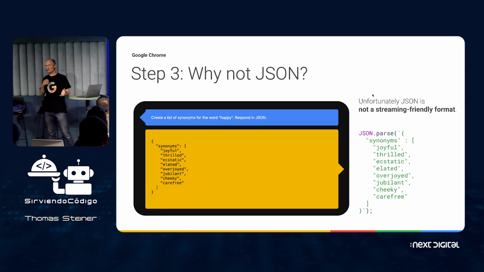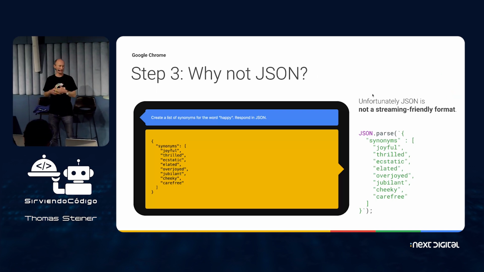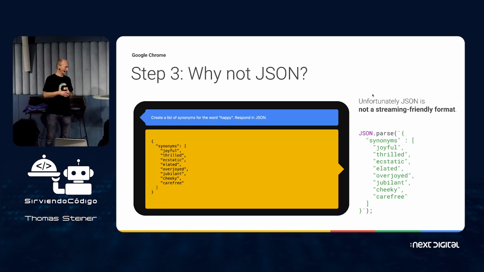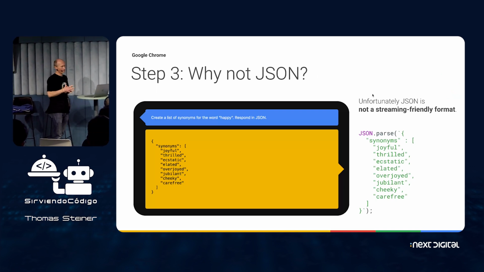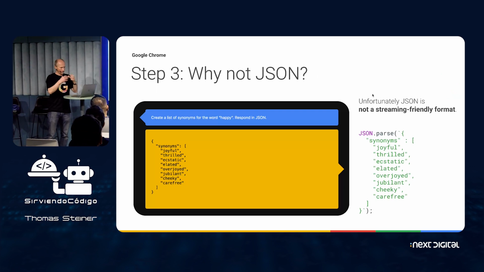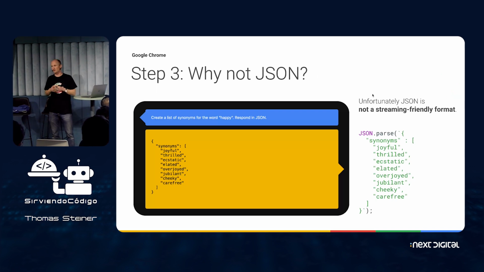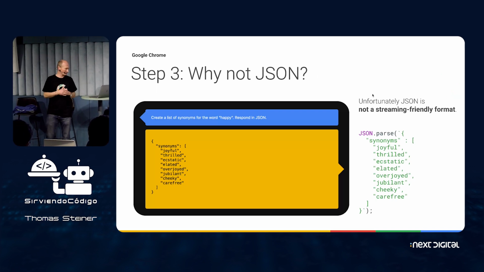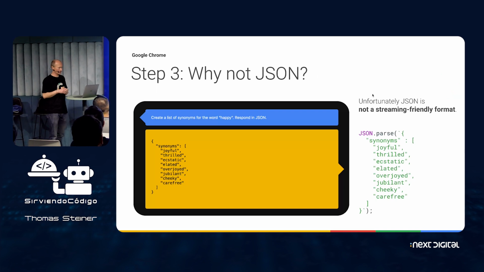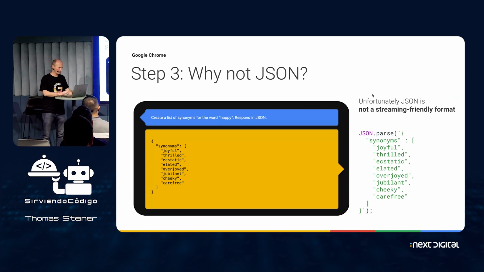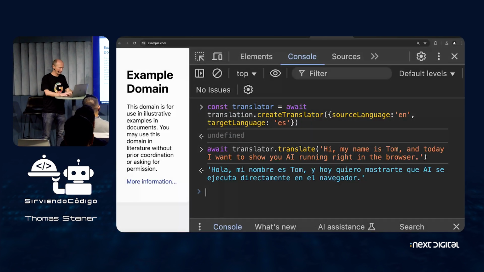All right. Some of you might be wondering, well, why does he not just ask for JSON? Well, the reason is JSON is not a streaming-friendly format. If I want a JSON response and I want to make sense of it, I need to wait until it's there completely. And I sort of skipped over it a bit in my presentation, but I can very briefly show you the Prompt API playground in action.